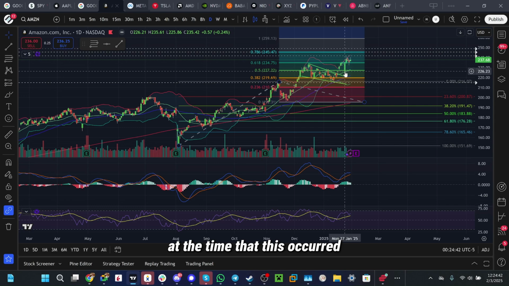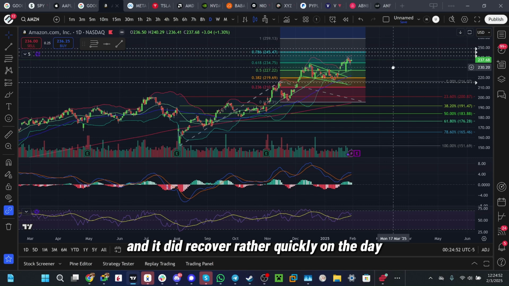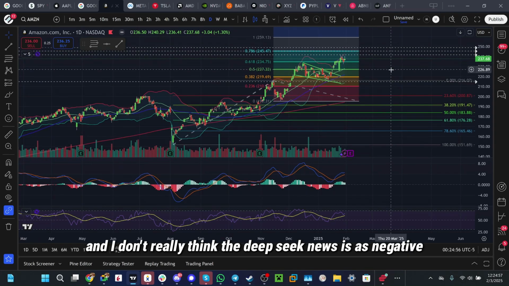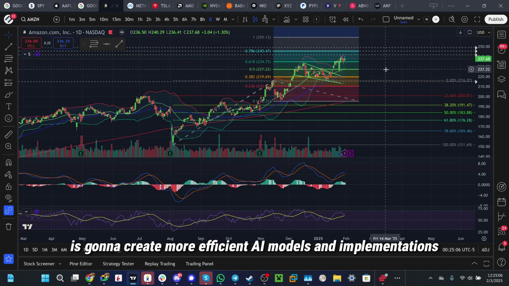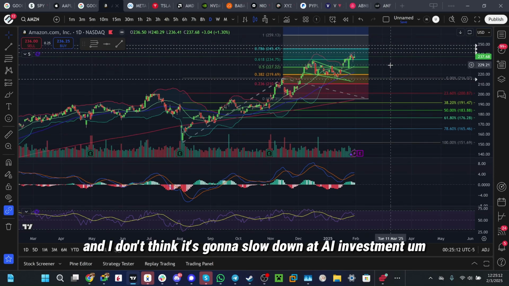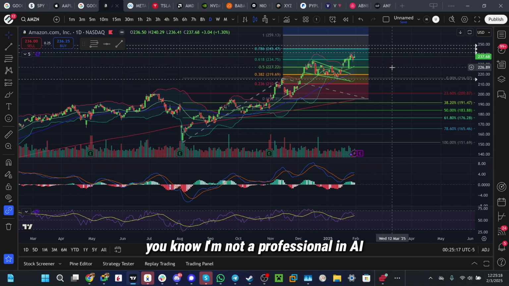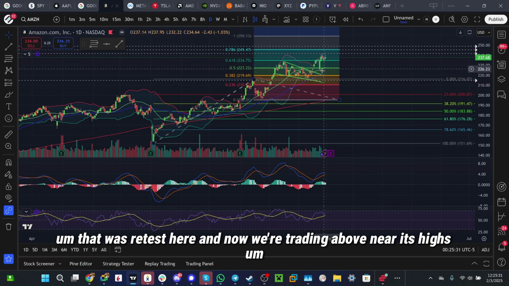At the time that this occurred, I expected that this was just a healthy pullback, and it did recover rather quickly on the day. And I don't really think the DeepSeek news is as negative as the market was perceiving it. If anything, it's going to create more efficient AI models and implementations into our current technology. And I don't think it's going to slow down AI investment. I'm not a professional in AI, but I'm sure there are areas of AI that do require significant investments. It's not just simply training a model. But yeah, that was the retest here, and now we're trading above, near its highs.